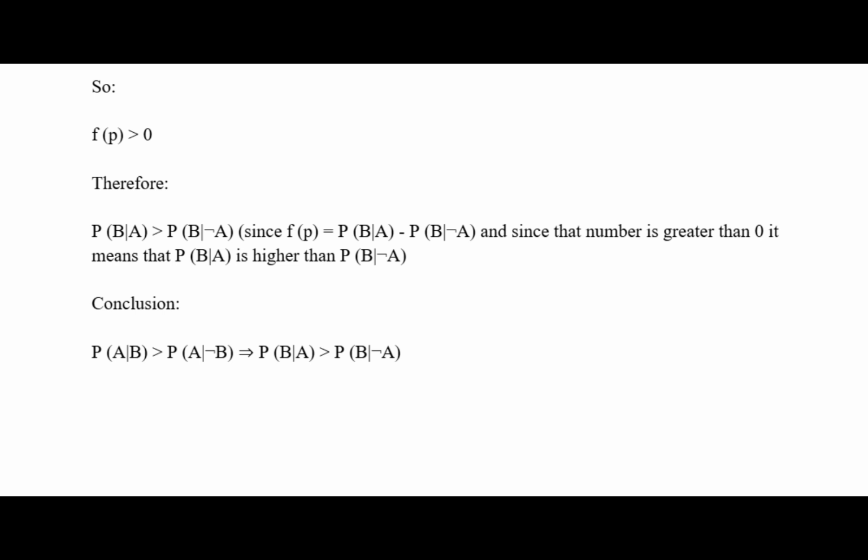So therefore, the probability of b given a is greater than the probability of b given not a, since f of p is equal to the probability of b given a minus the probability of b given not a, and since that number is greater than 0, it means that the probability of b given a is higher than the probability of b given not a. So the conclusion is that if the probability of a given b is greater than the probability of a given not b, then the probability of b given a is greater than the probability of b given not a.